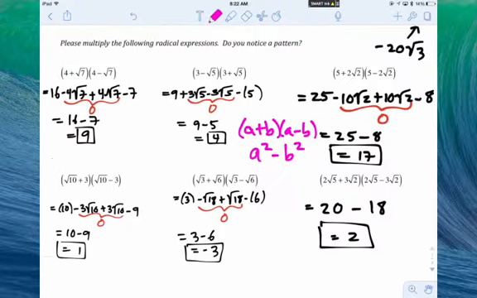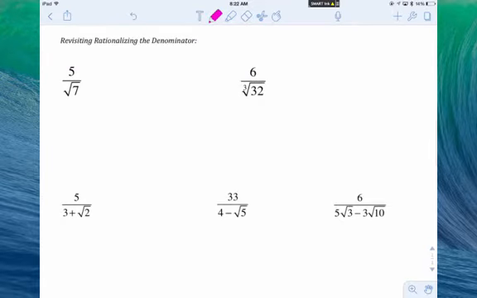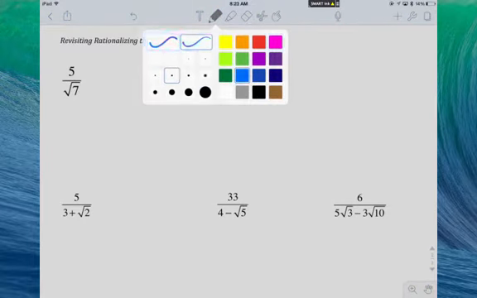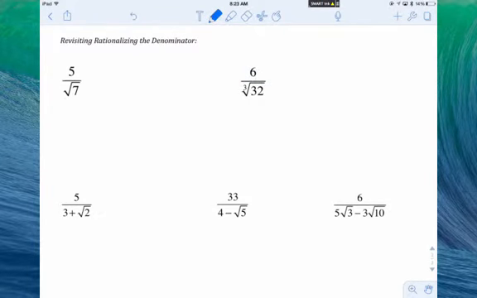I want to revisit the concept of rationalizing the denominator. Remember that in general, we really don't like having irrational numbers in the denominator of a fraction. The square root of 7, it's a number, it's fine, but it's really not a very nice number, and we really just don't like to have that in our denominator. It makes it kind of hard to work with this fraction. So we much prefer to not have an irrational number in our denominator. We like a rational number like 2 or 3 or something like that.